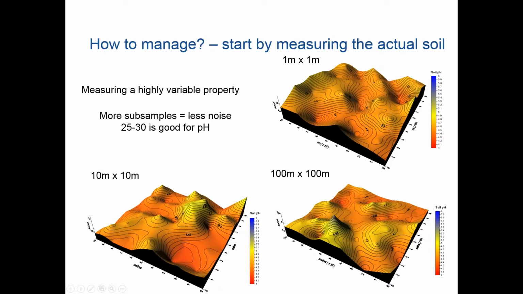Now that's just subsamples. So you could take 30 cores and bulk them into one sample, and then you get one analysis, or you can sample separately and get 30 actual numbers, sending 30 samples off to the lab. But there's an extra cost there. And the question is, how much extra information do you need to make a sensible management decision? That's an open question.